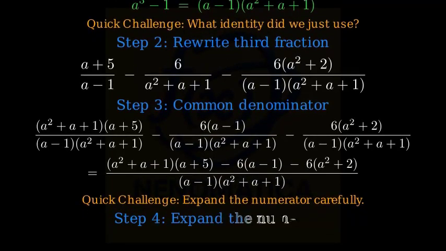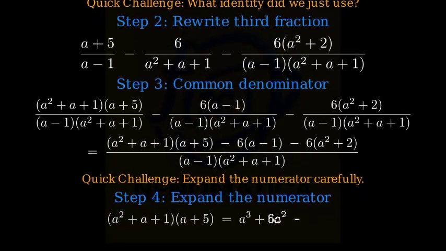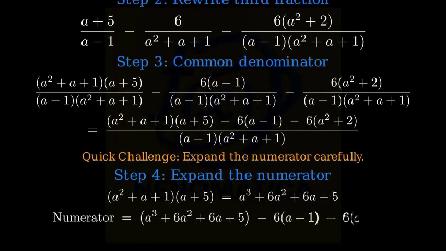Step 4. Expand the numerator. First, multiply a plus 5 by a squared plus a plus 1. That gives a cubed plus 6a squared plus 6a plus 5. Then, subtract 6 times (a minus 1), and subtract 6 times (a squared plus 2).